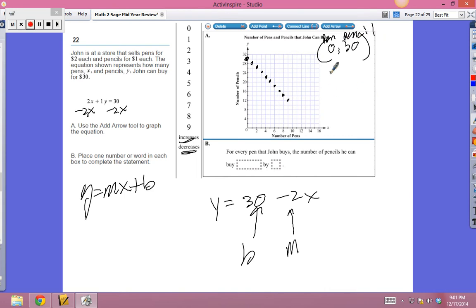So let me get another dot. This next dot is 1 pen and 28 pencils. The next dot is 2 pens and 26 pencils. So for every pen that he buys, the number of pencils is going to drop. It's going to decrease by 2. So if he were to buy 3 pens, he could only buy 24 pencils. So if you want more pens, that means less pencils.